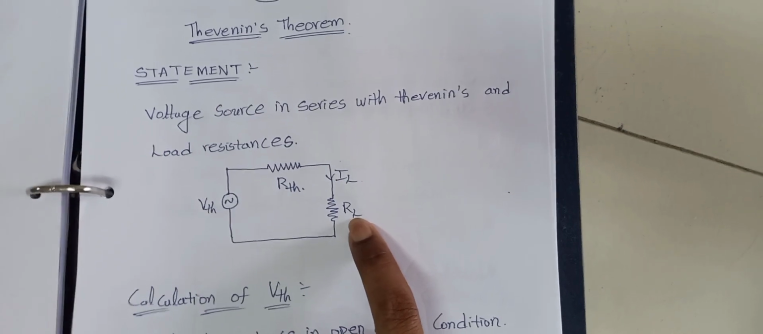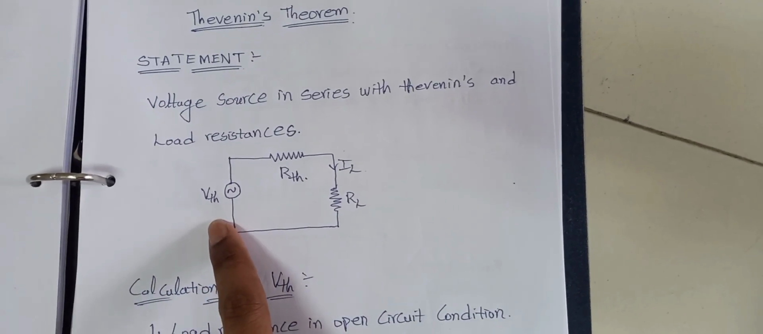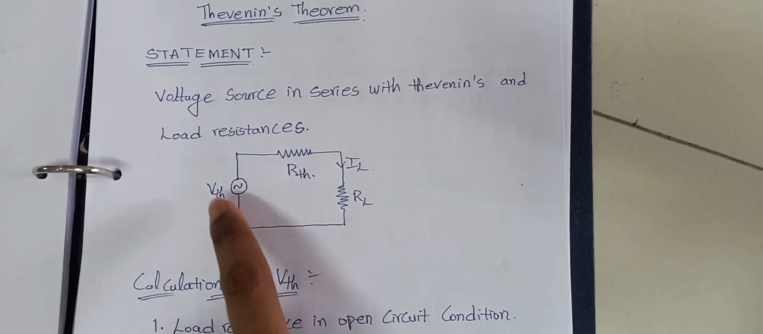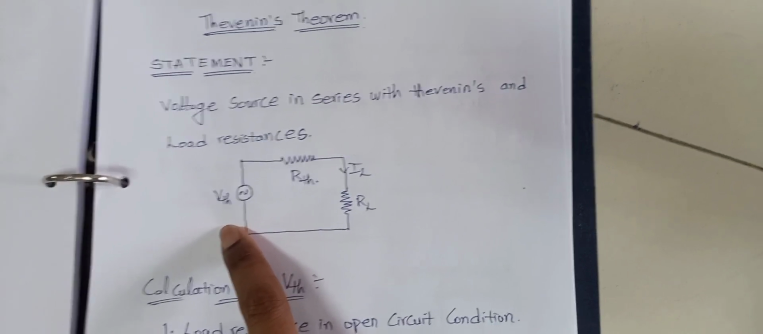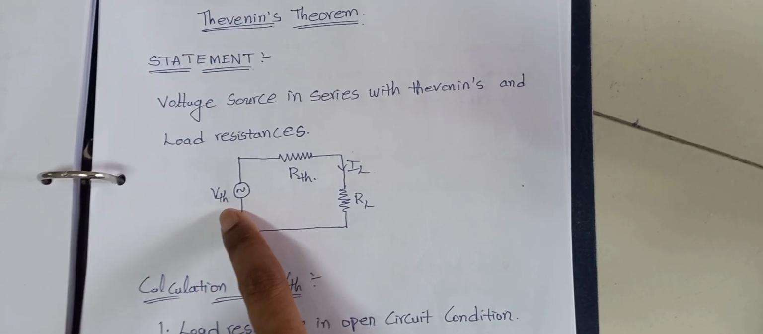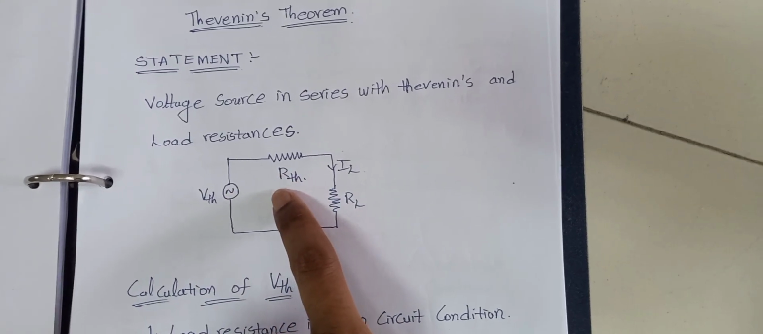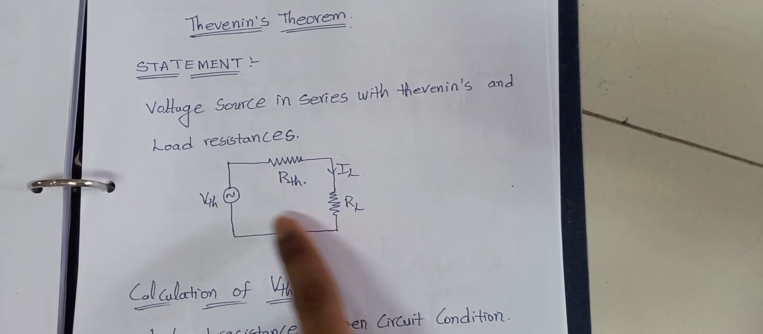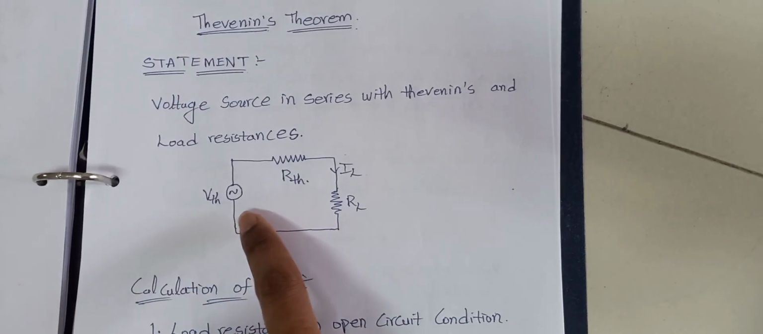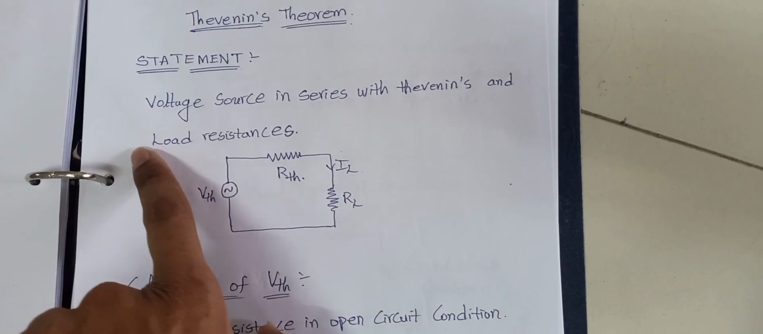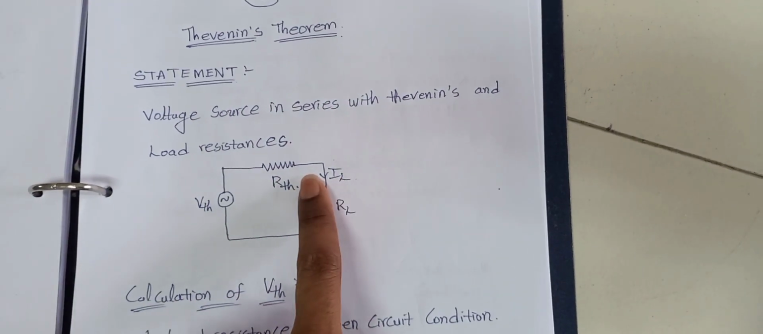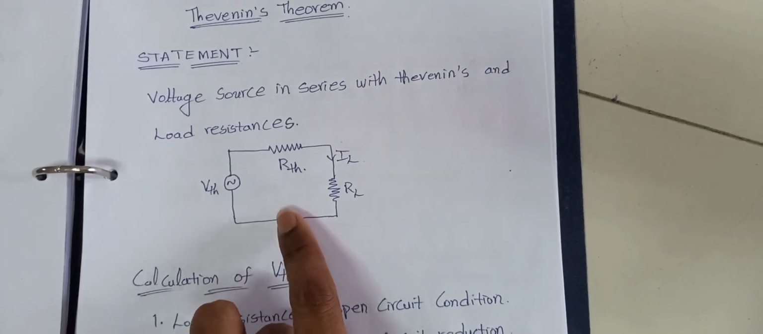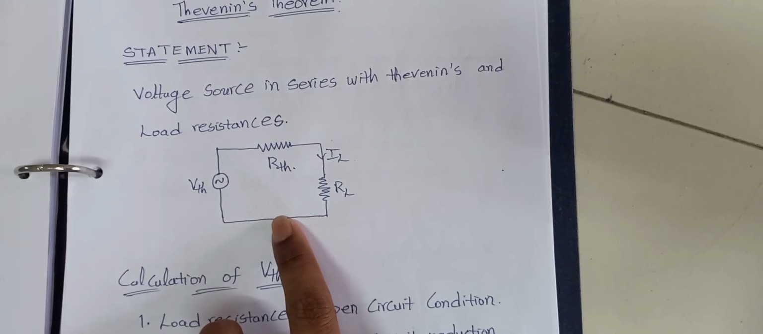It means, for any bilateral network or any complex network, we are converting it into a single voltage source. That single voltage source is in series with the Thevenin resistance as well as the load resistance. It's a very big statement, but I have modified it in a simple manner: a voltage source in series with the Thevenin resistance and load resistance. That's it, and you have to draw this diagram for that.